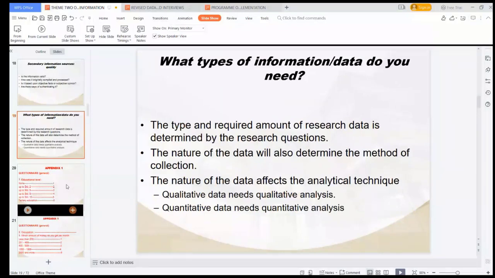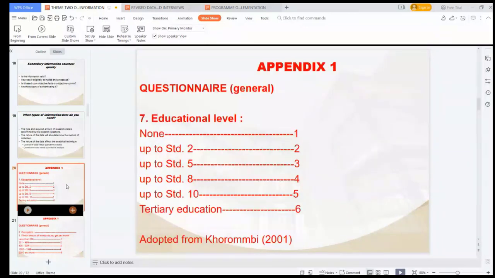Here, we were asking respondents about their educational level. If they do not have any, their response is to encircle 1. If it is standard 2, it is 2. If it is up to 5, it is 3. Up to 8 is 4, and 10 is 5, and tertiary education is 6. You can see that here you just want a person to indicate the level of education. Therefore, he provides just the number. It is a quantity. Maybe this is a quantitative type of question.